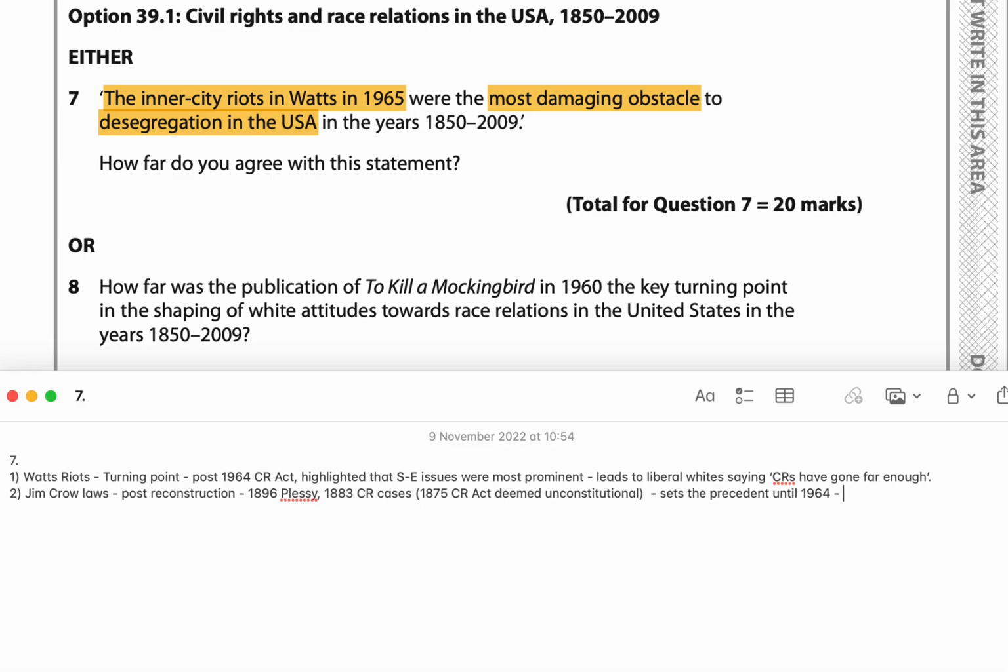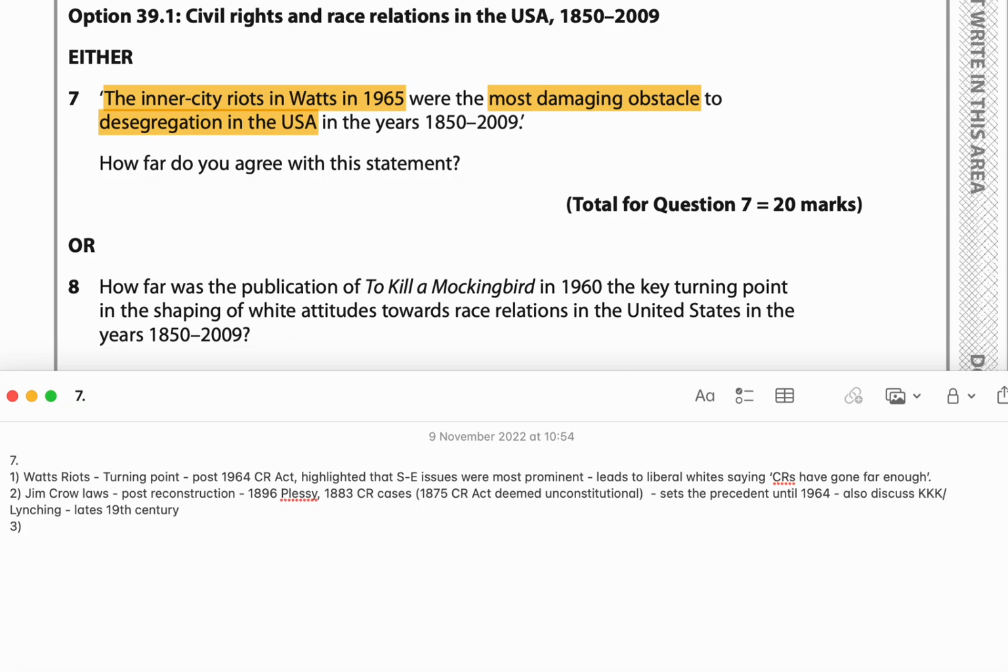In this paragraph, you could also discuss the KKK, and maybe lynching. You're talking about the late 19th century. My argument here would be that those things were the most damaging obstacle to desegregation, because they set a precedent for almost 100 years.